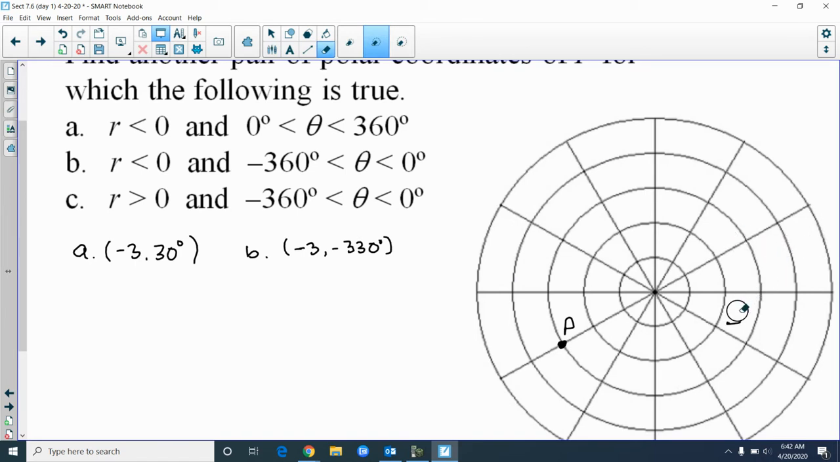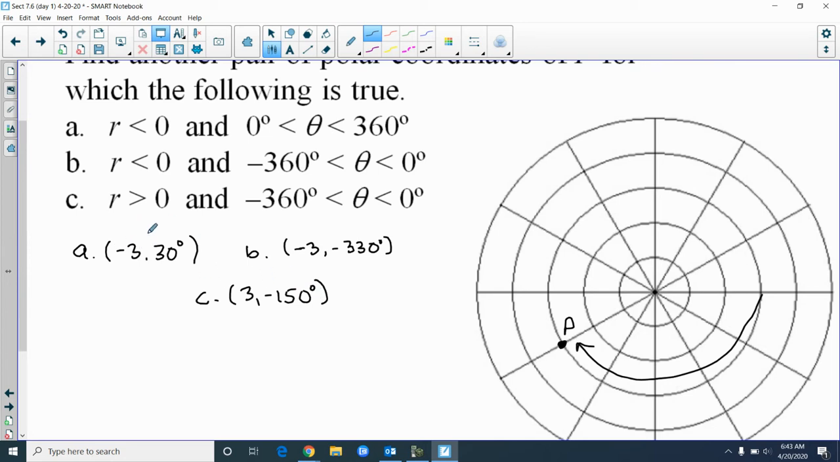Okay. And the last one is C, positive radius, negative angle. So we don't have to go through the origin. We just have to get to that spot here, but we're going through the negative angle. Well, what is that angle as a negative? So 30, 60, 90, 120, 150, negative 150. 3, negative 150.